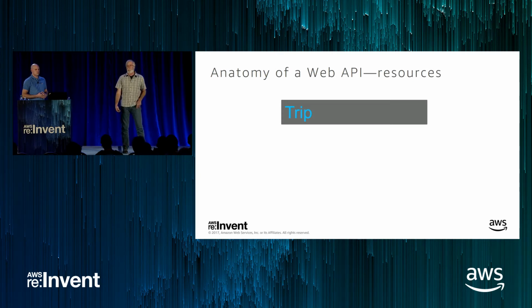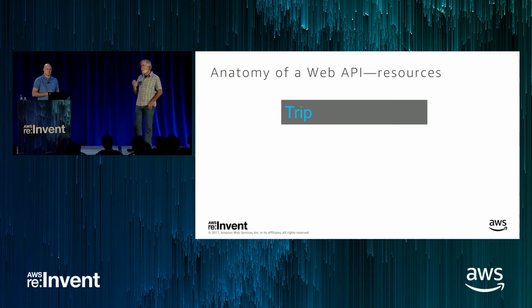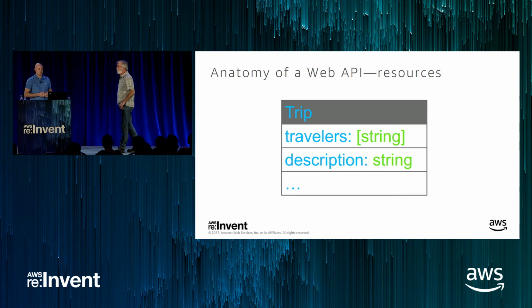So what does the API do? An API manages resources. And so our toy API that we're going to work with today is going to be for managing travel. And so the core resource for that is going to be a trip. And a trip is going to have some data associated with it, a list of travelers, a description, and some more fields that we may add as we add features.